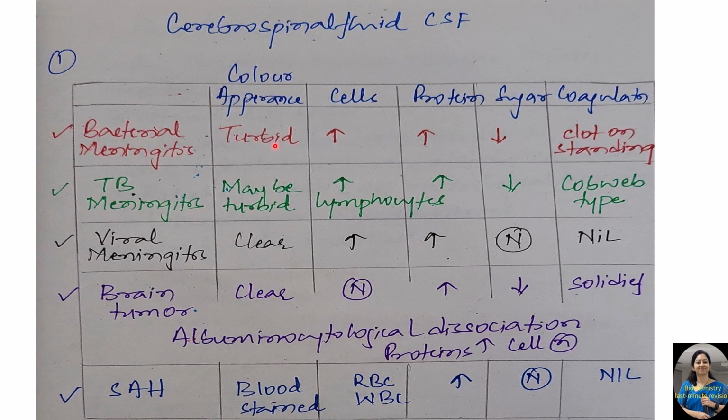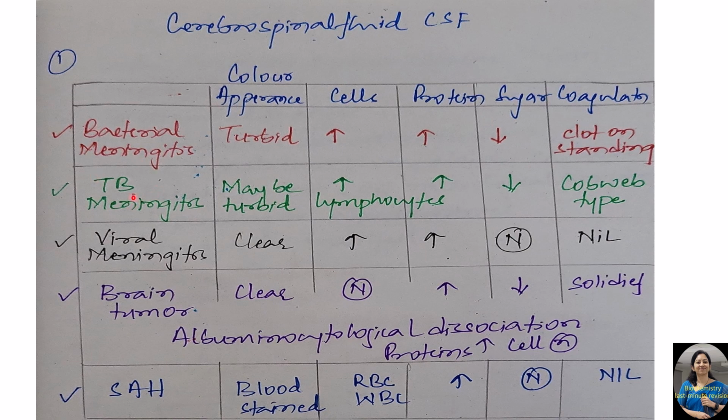In bacterial meningitis, the CSF appearance becomes turbid. Cells are increased, proteins are increased, sugar is decreased because bacteria use up the sugar for its metabolic need. And when kept for a long time, a clot is formed. That is the coagulation profile in bacterial meningitis.